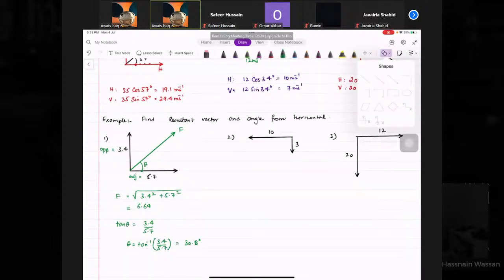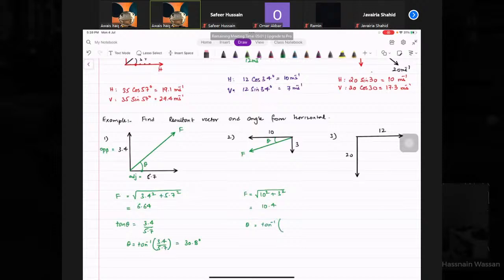Now what you do is, you know that the resultant here will be like this in the center somewhere, and you need to find this angle theta. So you use f equals the square root of 10 squared plus 3 squared. That would give us 10.4, right? And theta should be tan inverse of 3 over 10. So that should give you 16.7 degrees.